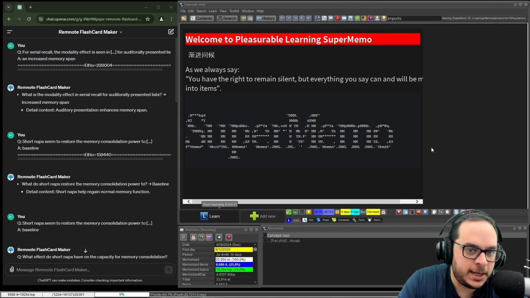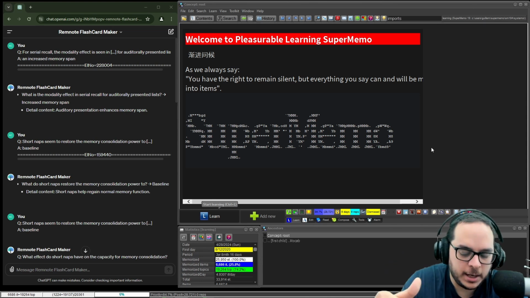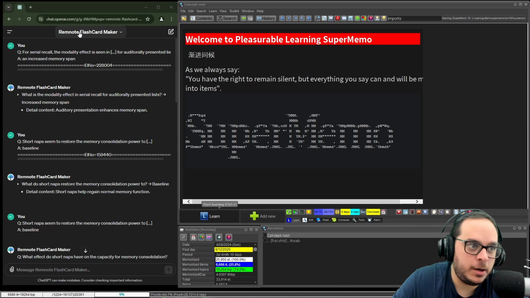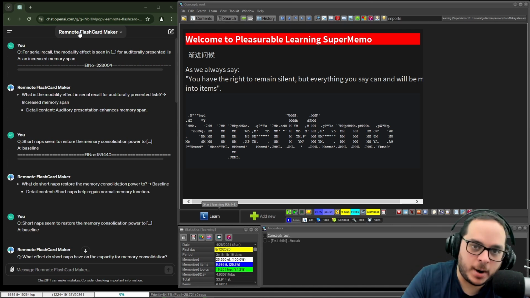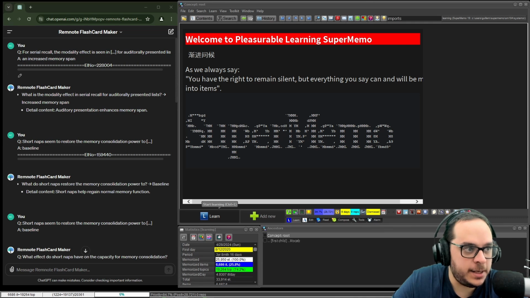So the point is that I'm not creating questions and answers or flashcards from scratch. It's from the ones I have: let's redo them. Here's one example using the Remnote flashcard maker, which by the way, you are not required to have Remnote. For instance, I have done it with Supermemo. And this is what I did some days ago.